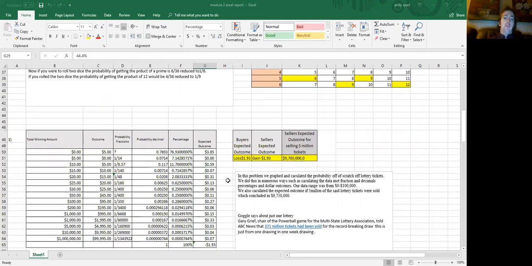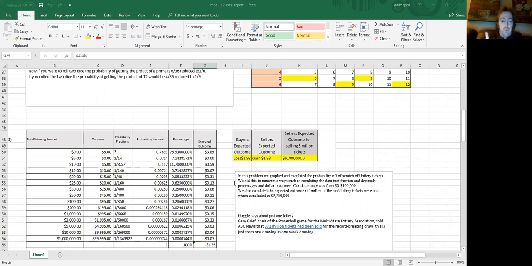Now, in this problem, we graphed and calculated the probability of a scratch-off lottery ticket. We did this in numerous ways, such as calculating the data into fractions, decimal percentages and dollar outcomes. Our data range was from 0 to 100,000. We also calculated the expected outcome if 5 million of the said lottery tickets were sold, which concluded in 9,750,000.